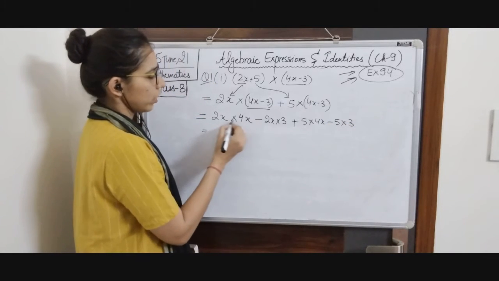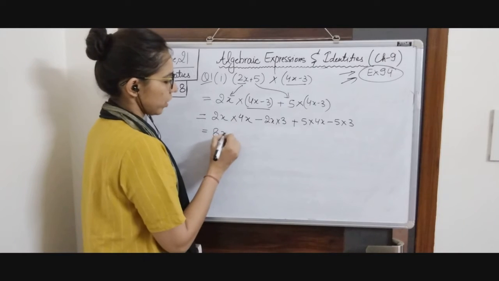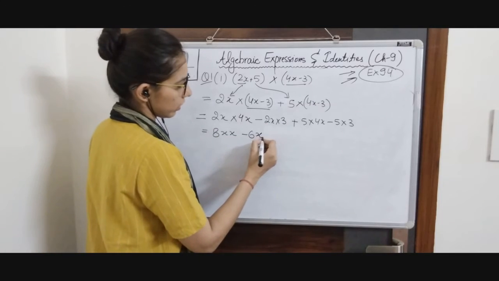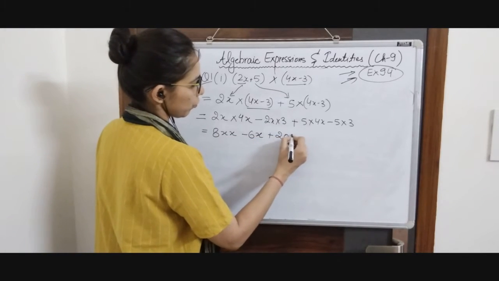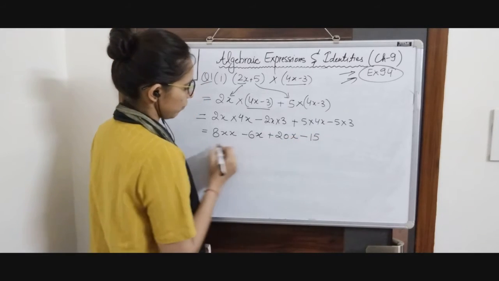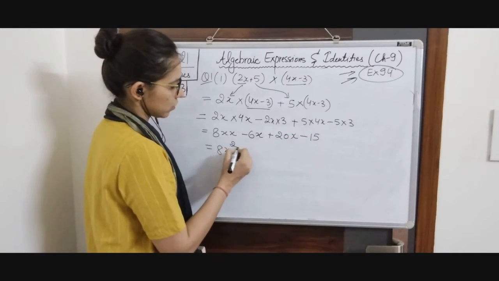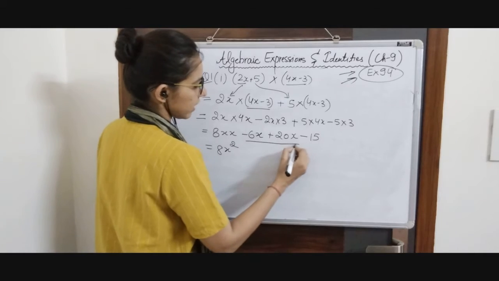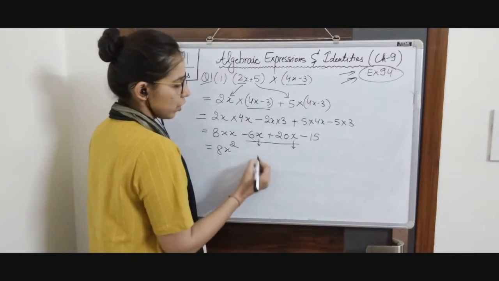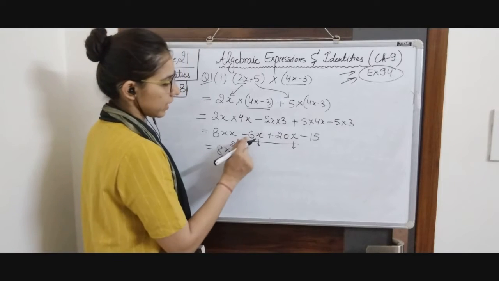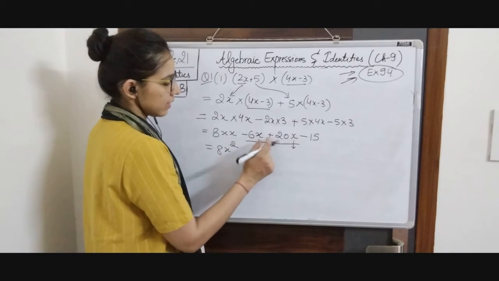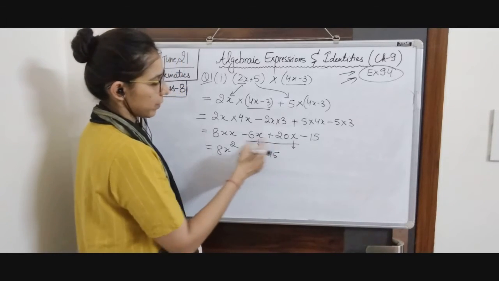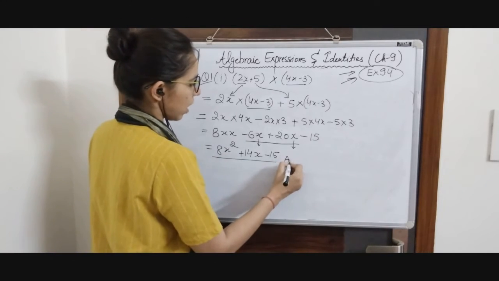It is going to be the product of coefficients, 8, into the product of factors, x into x, which is x square, minus 6x plus 20x minus 15. Now 6x and 20x are like terms because the variable part is the same. So we will calculate the coefficients: minus 6 plus 20 is going to be plus 14. So it is x square plus 14x minus 15, and this is going to be our answer.